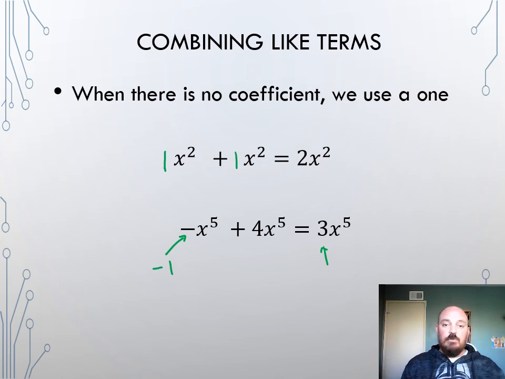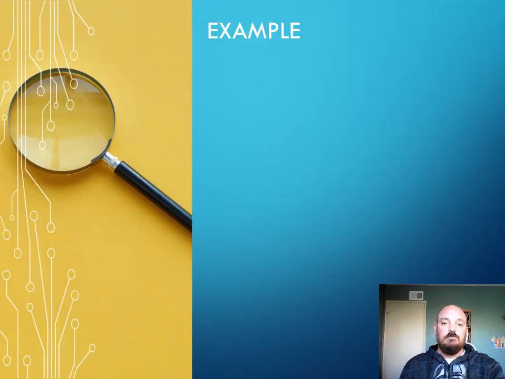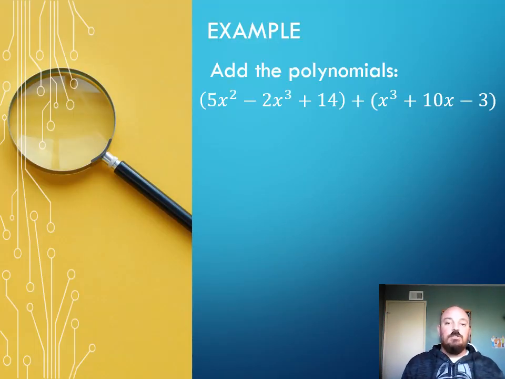All right, so let's wrap it up with a quick example. Here's our polynomial addition question for today. We're going to add these polynomials. So I have 5x squared minus 2x cubed plus 14, plus, and then I have x cubed plus 10x minus 3. So what we want to do is just combine like terms.